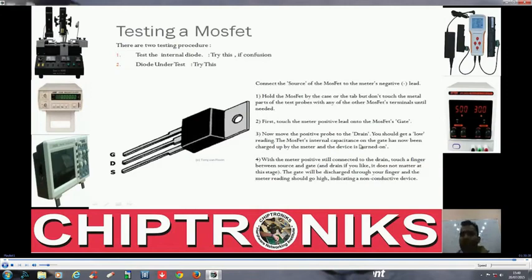Then it will give you a low reading, because here the MOSFET's internal capacitance in the gate has been charged up and the device is turned on. So the first step is to connect the negative terminal to the source, then connect the positive terminal to the gate, and then move the positive terminal to the drain. It will give you a low reading, and then we have to discharge this capacitor. If you discharge this capacitor, then a high reading would come on the multimeter. This is the right procedure for testing a MOSFET.